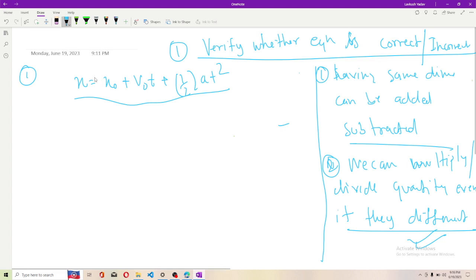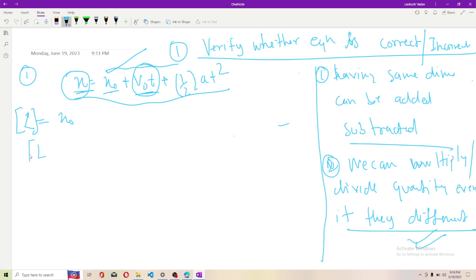Then, as I told you, the dimensions of the left hand side are equal to the dimensions of the right hand side. So the dimension of x, which is length, is equal to the dimensions of x naught. The dimensions of x naught are equal to the dimensions of v naught t. L is equal to v naught t, where t is time, so the dimensions of v naught are L t inverse.